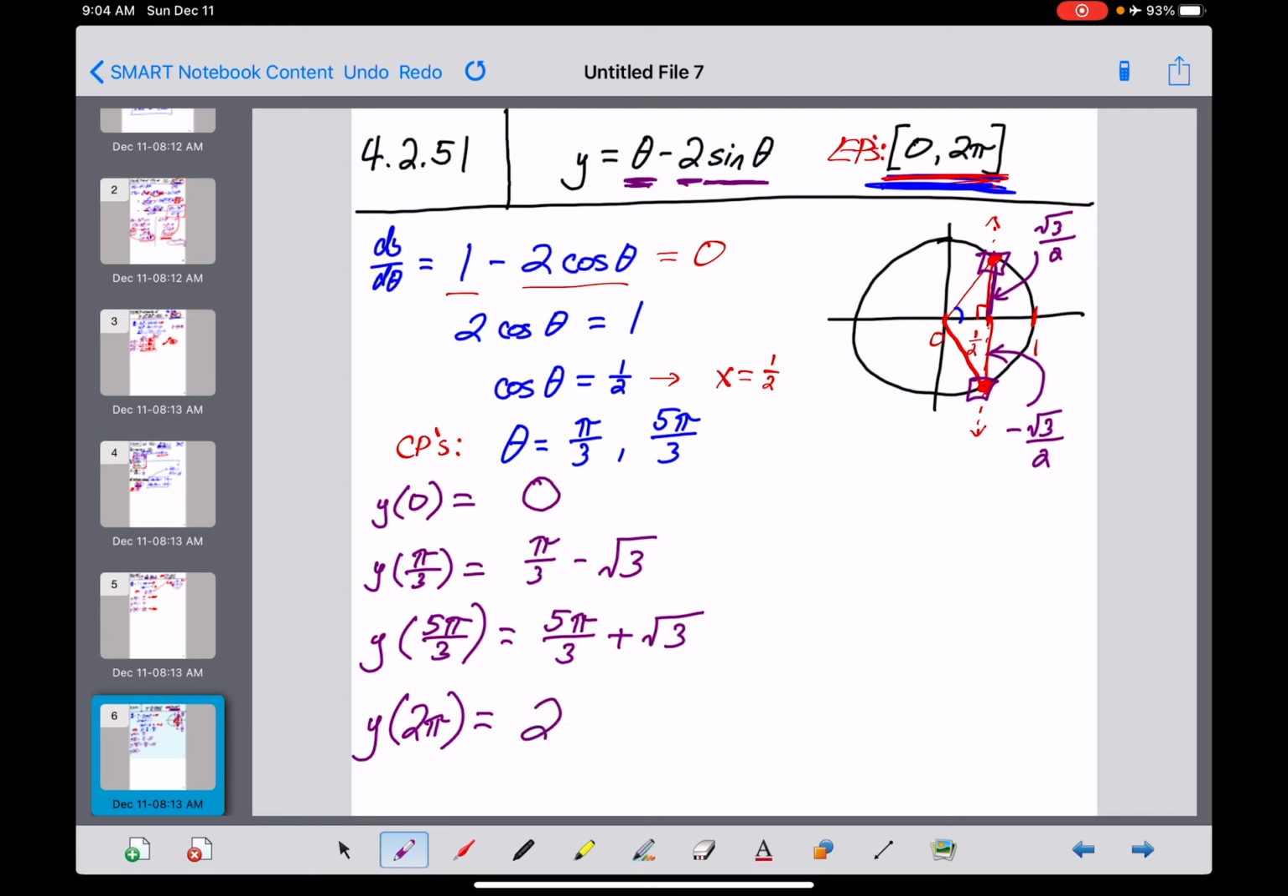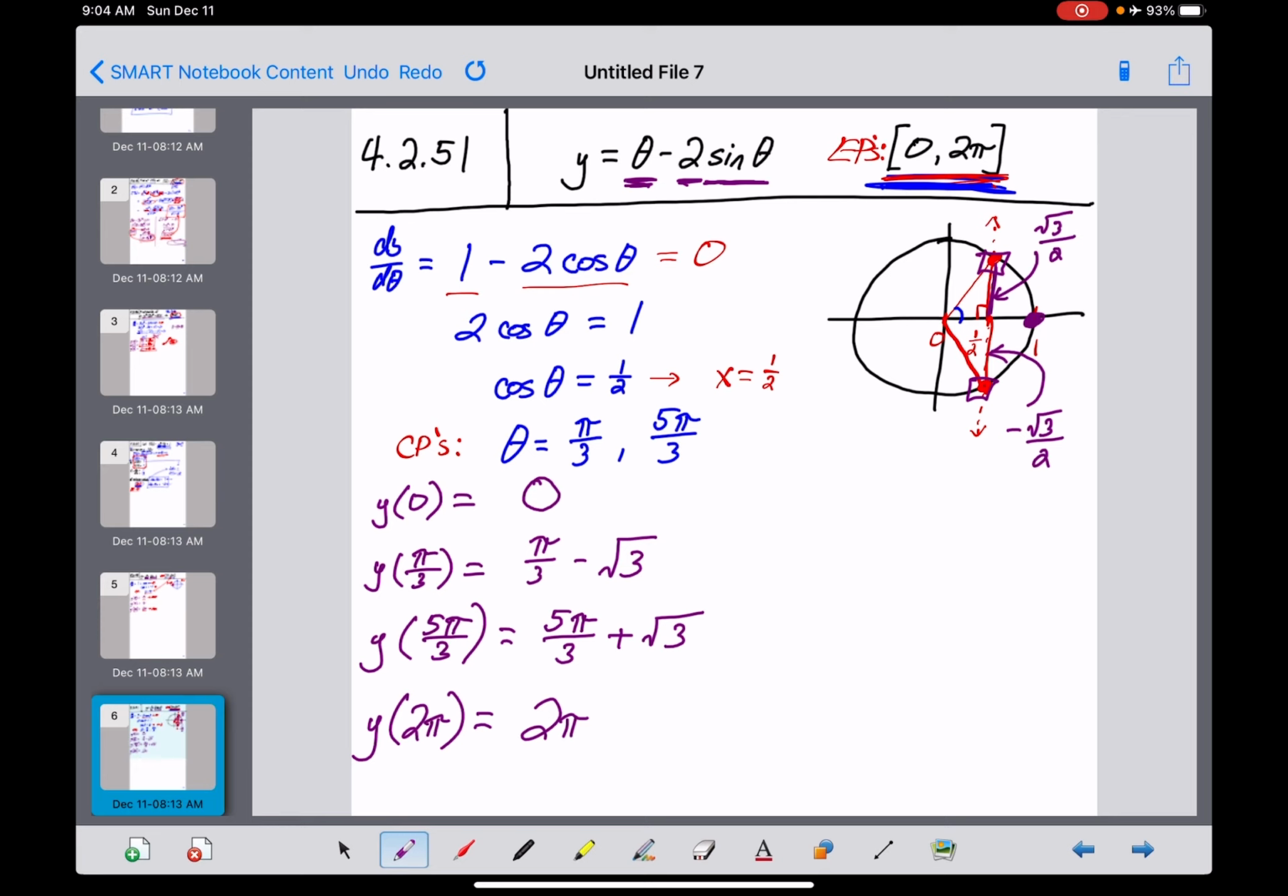Okay, and now let's put in the 2 pi, our last one. The theta just becomes a 2 pi, and then minus 2 times the sine of 2 pi. Well, 2 pi is right here, guys, and your y value there is 0, so that's just a 2 pi minus 0, which is just 2 pi.